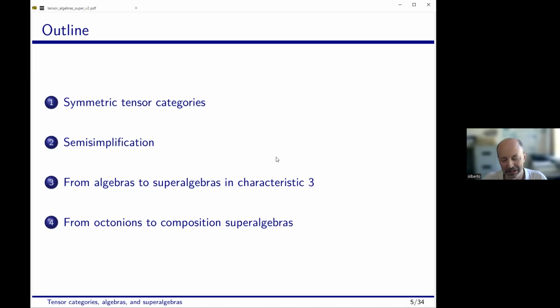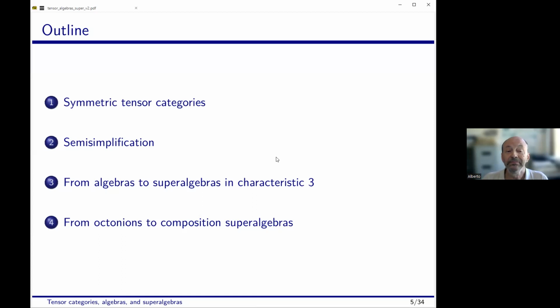And you will see the recipe, which even if you know nothing about tensor categories or semisimplification of tensor categories, by the end of the day, you can apply the recipe. If you have a nice algebra with a nice automorphism of order 3, you can apply the recipe and get a superalgebra in the same variety. Okay, so this is nice. And just as an example, I will show you how to move from octonions to composition superalgebras.